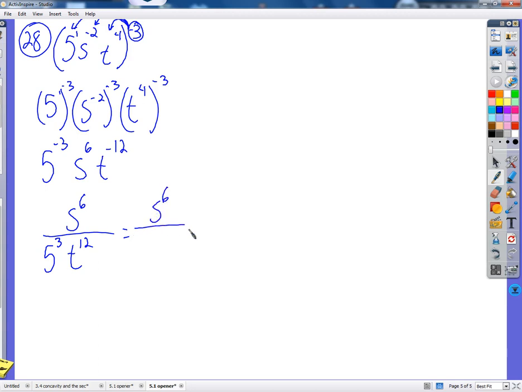S to the 6th, what's 5 to the 3rd? 125. Everything is only one instance of each base. Like s is only there, t is only there, there's a constant. If s were somewhere else or t were somewhere else, you'd be trying to put them together, right? They have the same base. But we don't. So that's it. That's all done. Any questions?